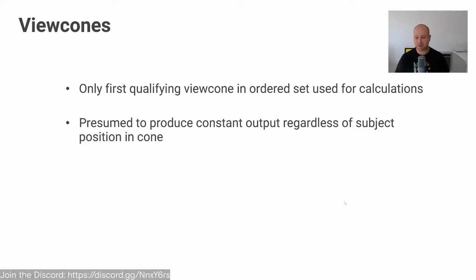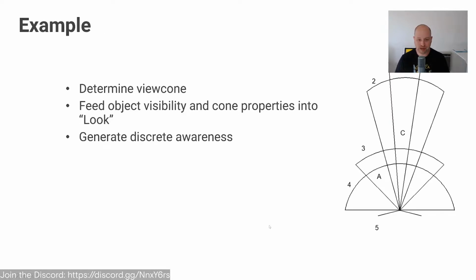You first qualify the view cone in this ordered set, right? And then you presume that it's going to put out a constant output regardless of the position. So it's almost like you order your objects in front of you, you flatten them down, and if it's in your view cone at all, then you pay attention to it. Otherwise, it goes away. So here's an example. You determine the view cone. You feed the visibility information into the cone, into the look.